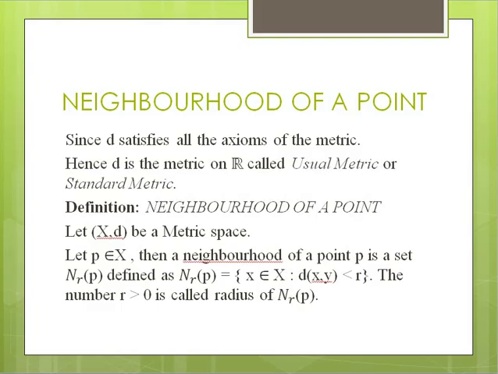Now we are going to see the neighborhood of a point. The definition: let X be a metric space and p a point belongs to X. Then the neighborhood of the point p is a set N of p over r, defined as N of p over r equals the set of all elements x belongs to X such that distance between x, p is less than r. The number r, which is always greater than 0, is called the radius of the neighborhood.